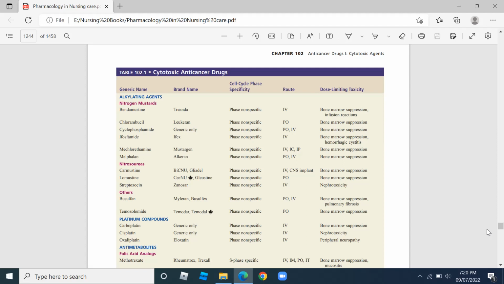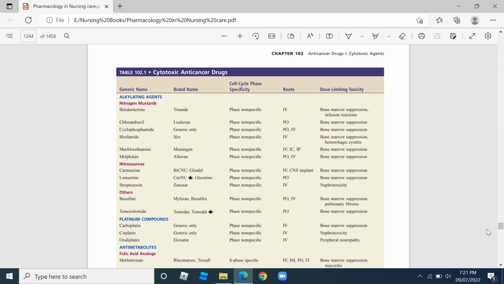And there is a very specific and important route of administration, that is the CNS implant, which is related to carmustine. It is implanted in the brain, and as it has a very good lipophilic nature, due to this nature it crosses the blood brain barrier.